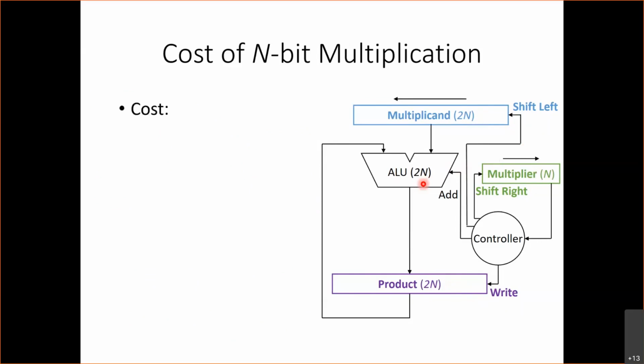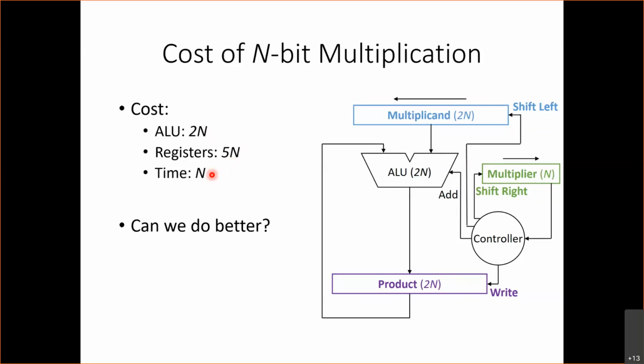Well, we have 2n for the ALU, right? We need a 2n bit adder. We need 5n bits for registers. So we have a 2n register plus a 2n register plus an n-bit register, so the cost of the registers is 5n. And of course, part of the cost is not just the hardware, but also the time it takes. So how many cycles does it take to do this multiplication? Well, if I'm multiplying 2 n-bit numbers using this multiplier, I'm going to need n cycles. So this is my cost: 2n ALU, 5n registers, and n cycles for time.